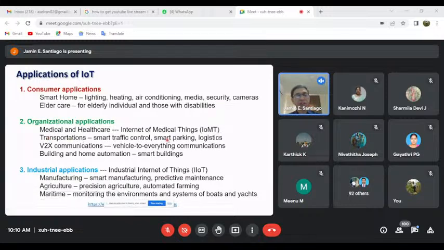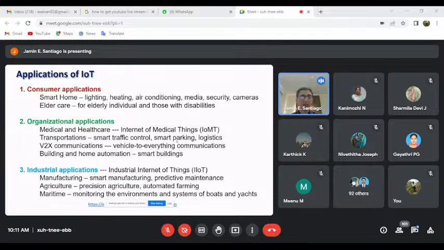And in the transportation part, we have also one project for this, the smart traffic control, and smart parking also. It's difficult to get a parking space, especially in big cities. So how can you get this?